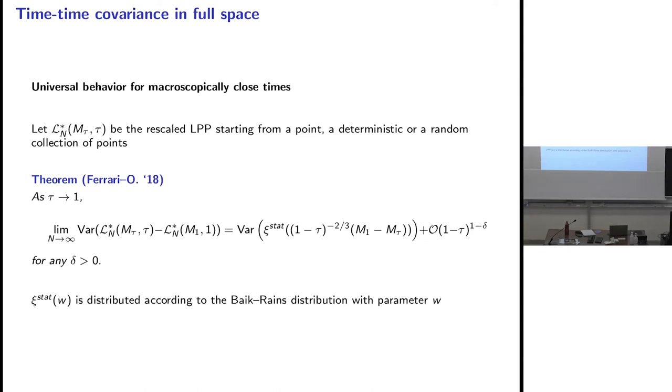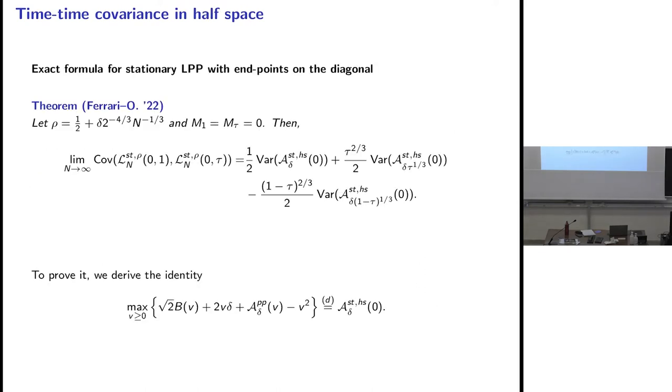And so what we did in a recent work was to generalize the result to the half space model. The main results that we obtain are two. The first one is about the stationary LPP. In this case, we can actually obtain an exact formula for the covariance at two times for the stationary LPP, but only if we consider endpoints on the diagonal. So there are some strong differences between modeling full space and half space, and the main one is the influence of the diagonal.